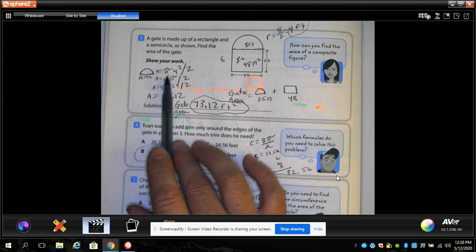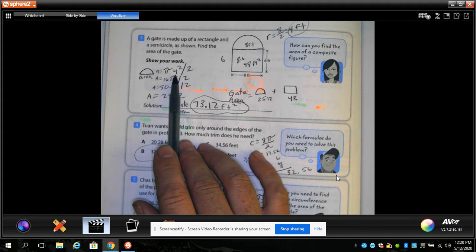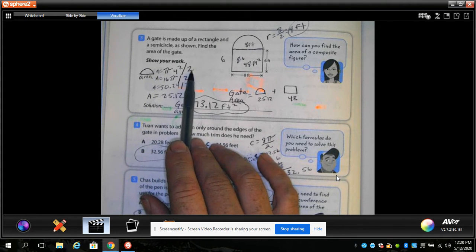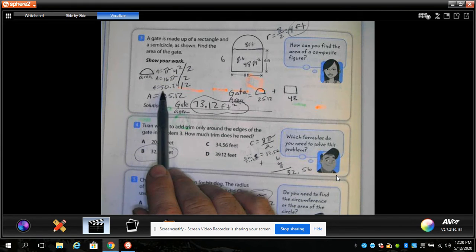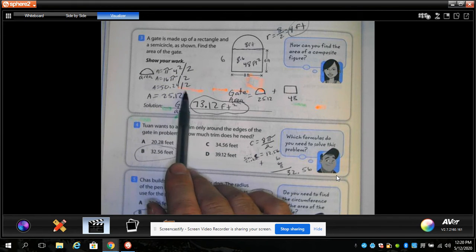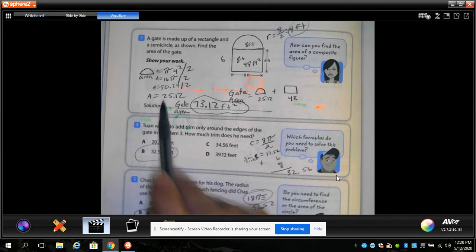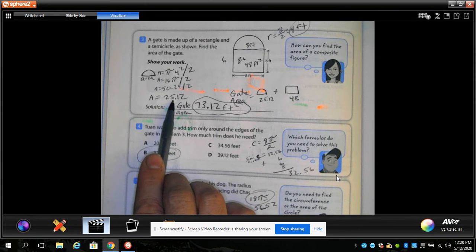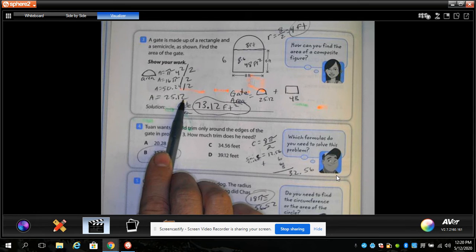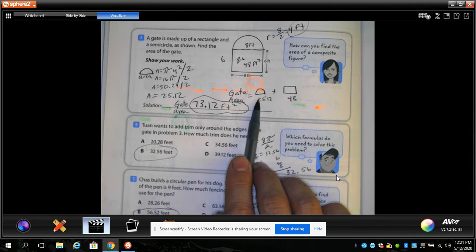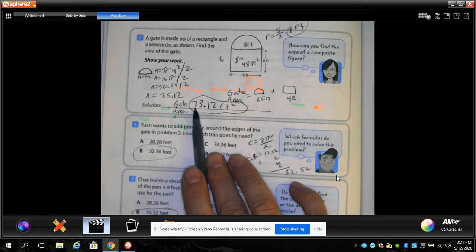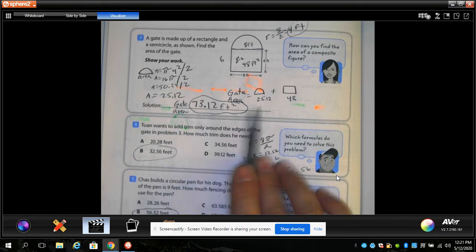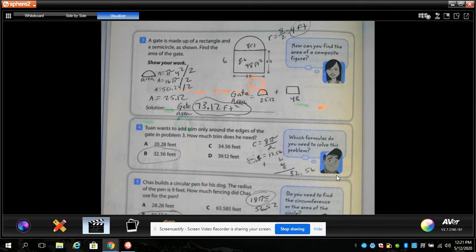So the semicircle is going to be pi r squared divided by 2. 4 squared gives us 16 pi, which is 50.24, divided by 2 to get a semicircle area of 25.12. Then we're just going to add the area of the semicircle and the area of the rectangle to get 73.12 square feet for the area of the gate.